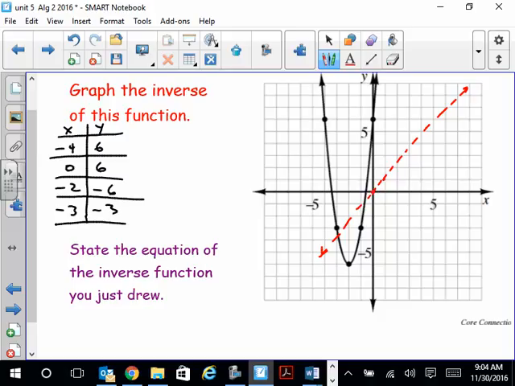X, Y. So I got now a 6, 4. You don't change the signs or anything, just switch them. Negative 6 and negative 2. And then notice that negative 3, negative 3, when you switch it, is exactly the same. The only time that happens is if that coordinate is actually resting on the line of symmetry. When you flip a picture, that one won't switch.